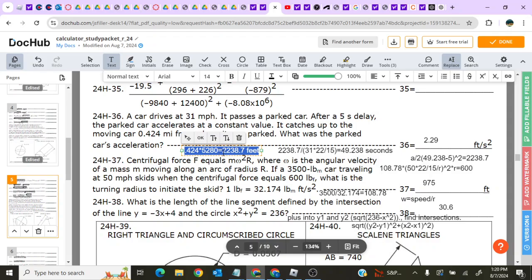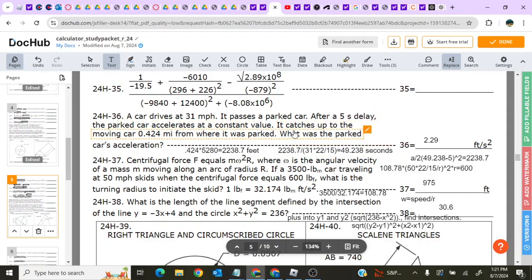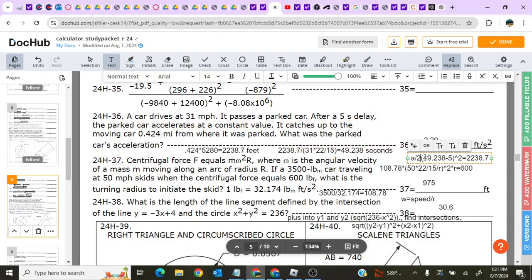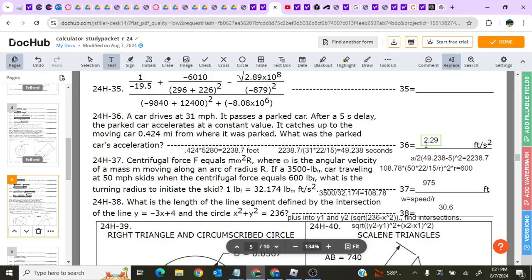4 miles, so let's convert that to feet. And then let's convert the speed to feet per second, because that's what everything's kind of based on. So feet per second, miles per hour.